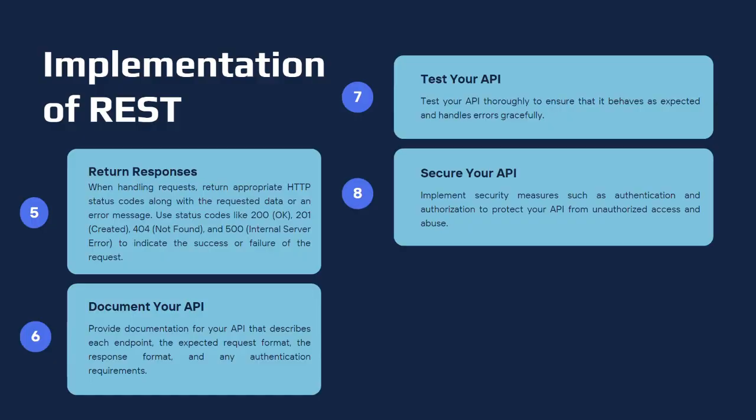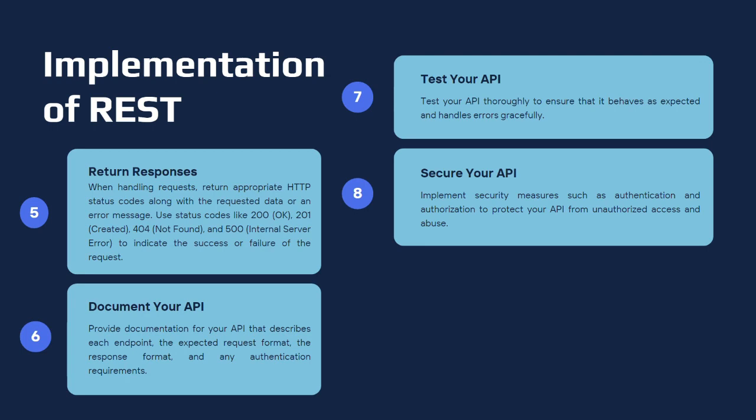I'm going to explain about returning responses, documenting your API, testing your API, and securing your API. Okay, for returning responses, when handling requests, return appropriate HTTP status codes along with the requested data or an error message. Use status codes like 200 OK, 201 Created, 404 Not Found, and 500 Internal Server Error to indicate the success or failure of the request.